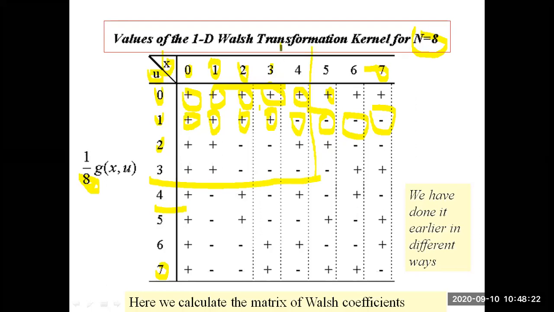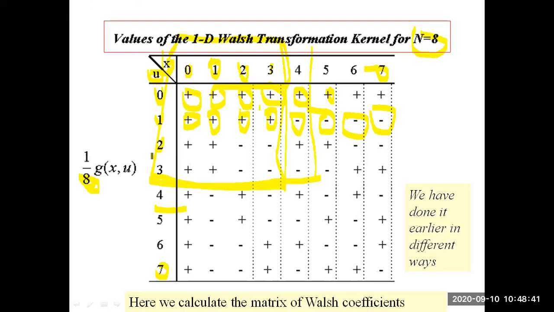This is my matrix for the one-dimensional Walsh transform. That means 0, 1, 2, 3 horizontally and 0, 1, 2, 3 vertically. That is capital N equals 4.